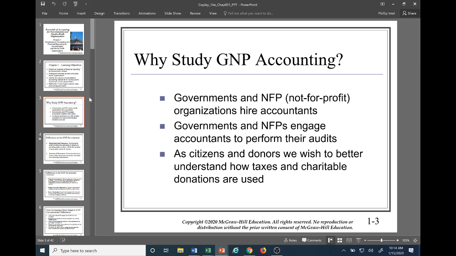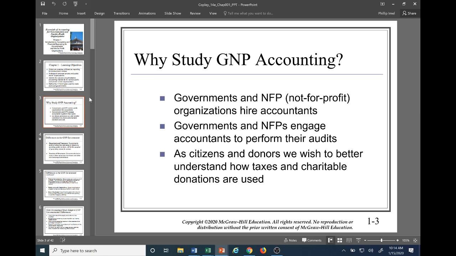A couple of these bullets here show that a lot of governments and not-for-profit organizations actually hire accountants. They hire a lot of accountants to engage in their audits. Obviously, we know you have to have a CPA license in order to engage in an audit. And as citizens and donors, we want to have a better understanding of how our taxes and charitable donations are going to be used. I mean, no one in society really enjoys paying taxes.